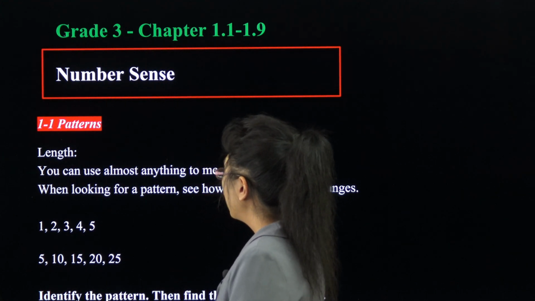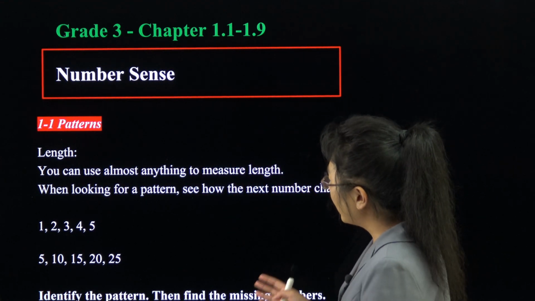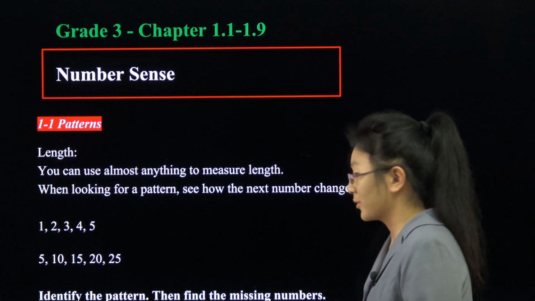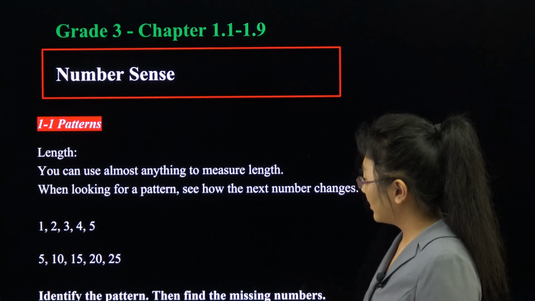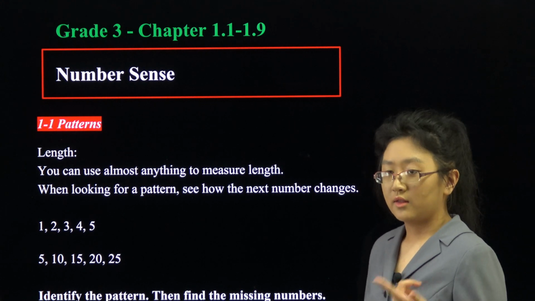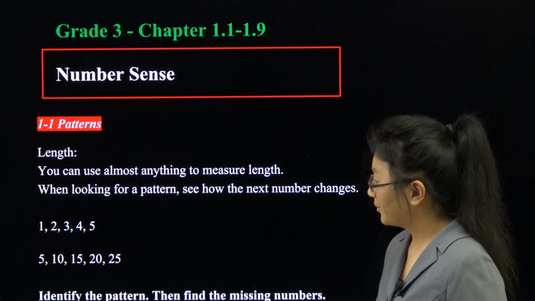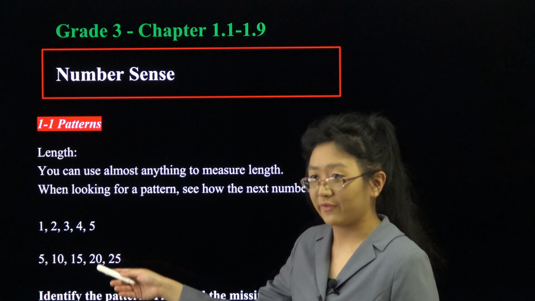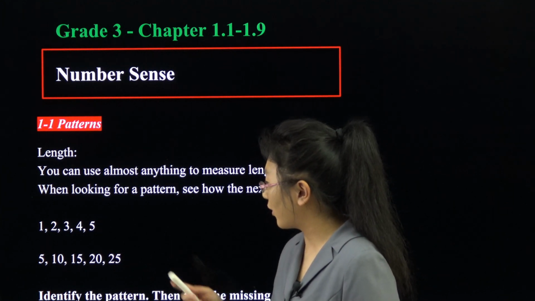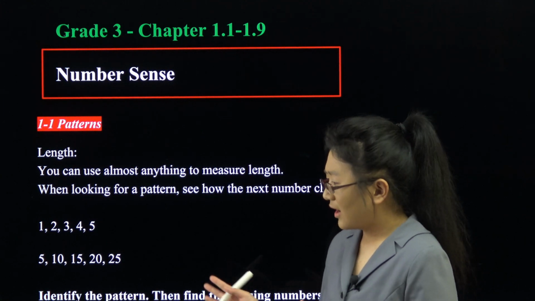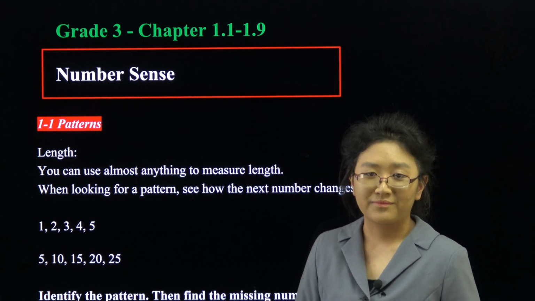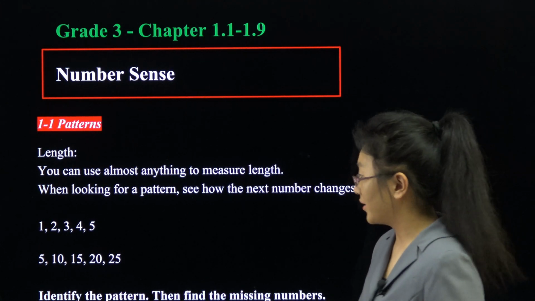Now, back to patterns. When looking for a pattern, see how the next number changes, which is basically telling you to find the distance between the number and the next number. So the first pattern we have here is 1, 2, 3, 4, 5. Everything's just increasing by 1, or getting bigger by 1.